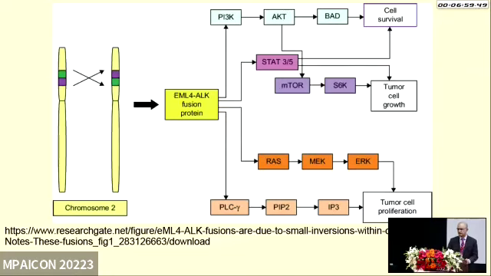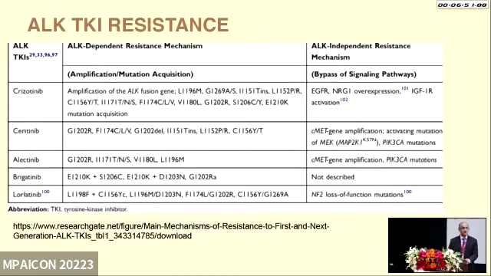This cartoon again highlights what happens in chromosome 2, this rearrangement and some of the downstream signaling pathways. People who are treated with the ALK TKIs are again known to relapse. And when they relapse, there are two forms of mechanism that can happen: ALK dependent and ALK independent. And this is more of an esoteric testing. We don't do this ALK resistance mutation testing at our place, but it is available in some labs because there are drugs known to target specific resistance mutations.